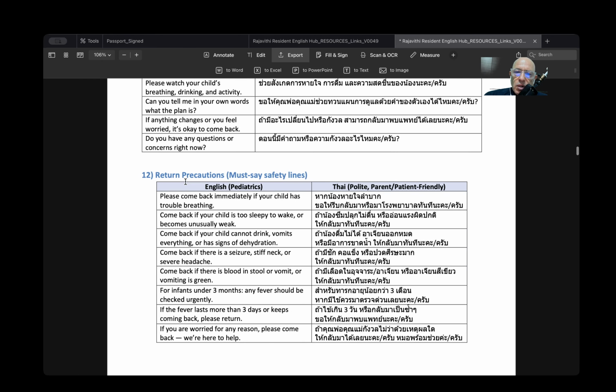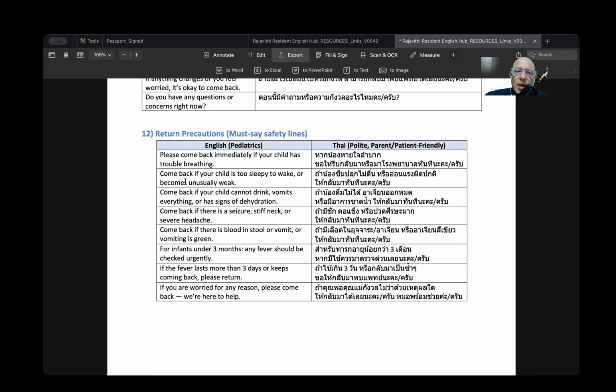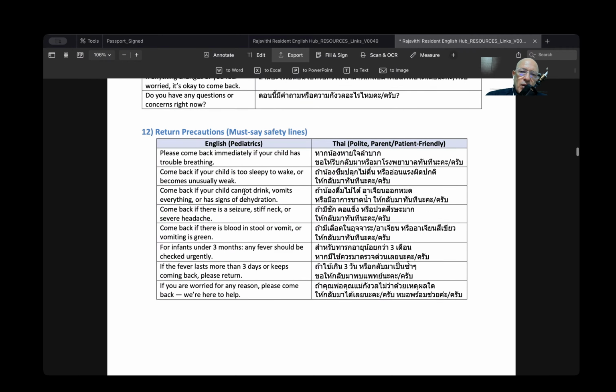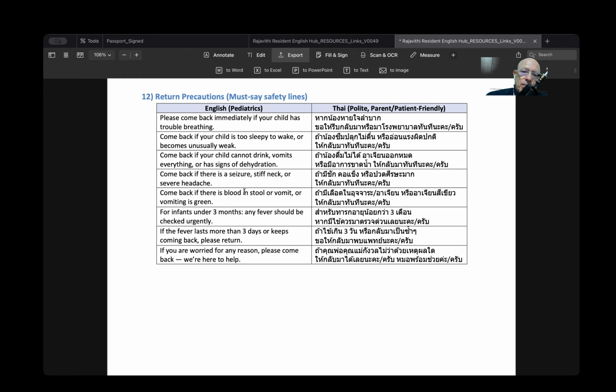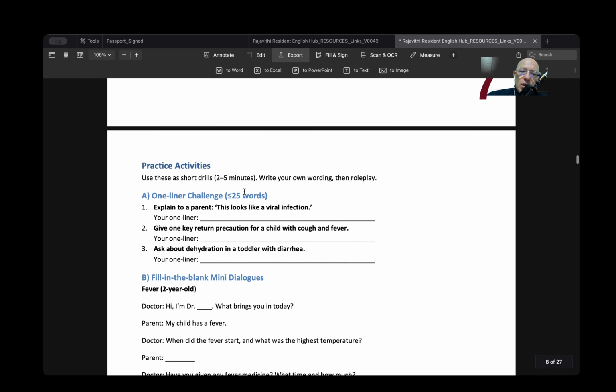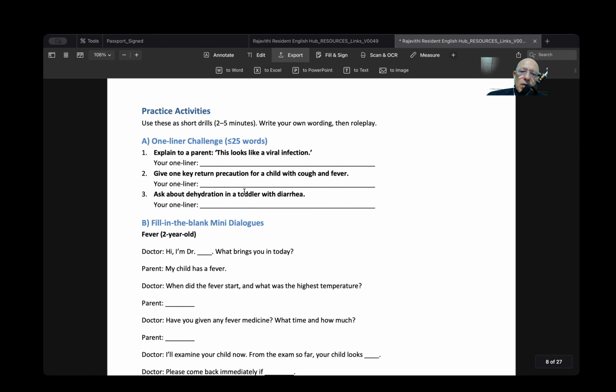Return precaution. Please come back immediately if your child has trouble breathing. Come back if your child is too sleepy to wake or becomes unusually weak. Page 7, page 8. All right, some practice activities. Explaining to a parent.